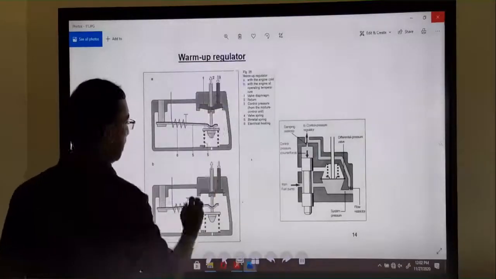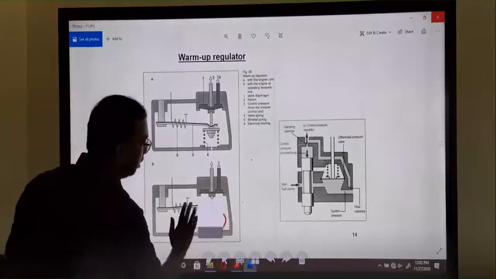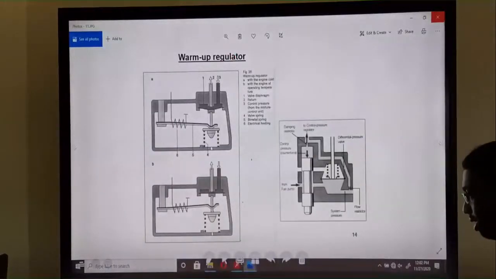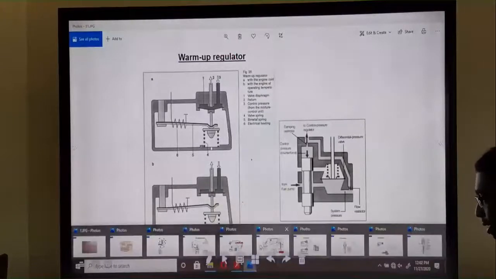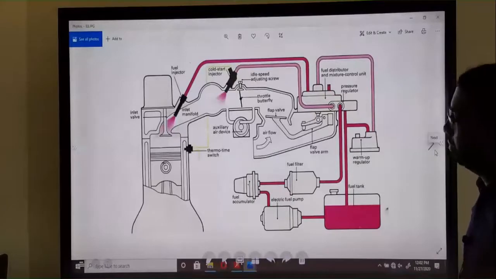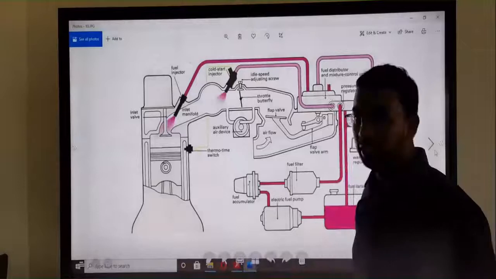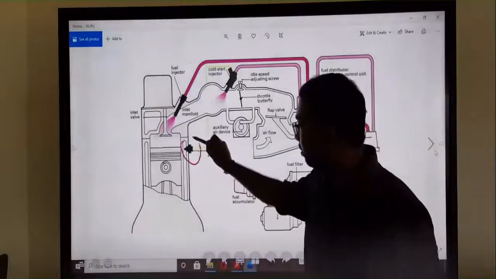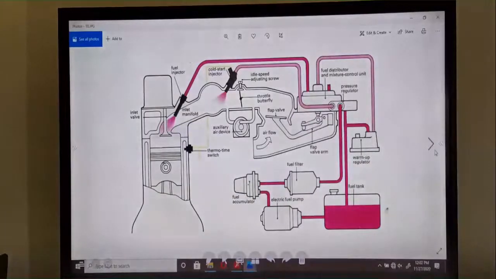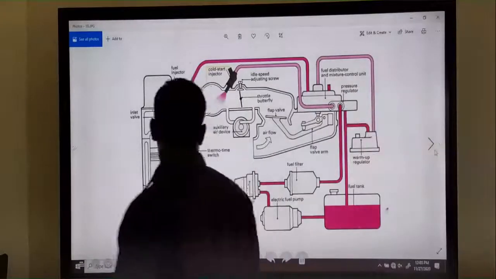After this, the bimetal is returned to its start position by this return spring. So this is the actual construction inside the warm-up regulator. Then we study the thermotime switch. What is this? This thermotime switch is connected with the cylinder chamber, and it can measure the temperature of the cylinder.